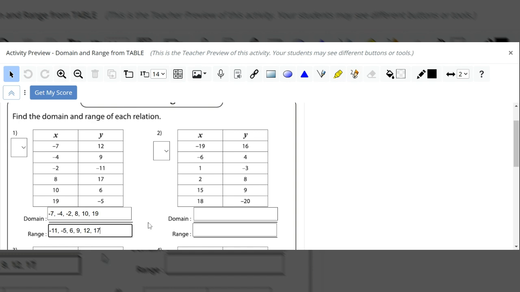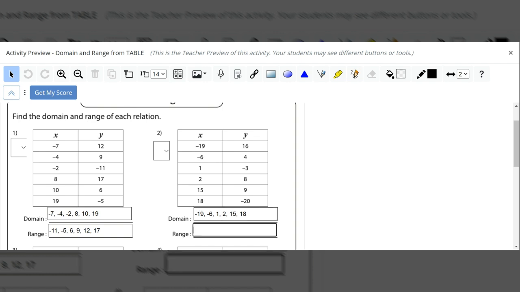Now, I'm going to look at question number two. I'm going to find also the domain and range of question number two. I'm going to start from the smallest number, which is -19, for under x, 6, 1, 2, 15, and 18. So these are my domain under the x. These numbers are my domain.